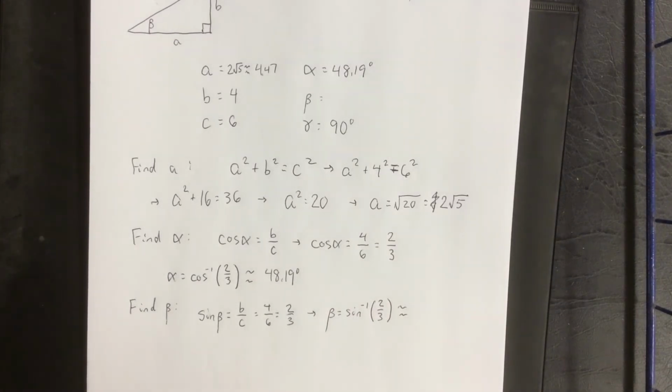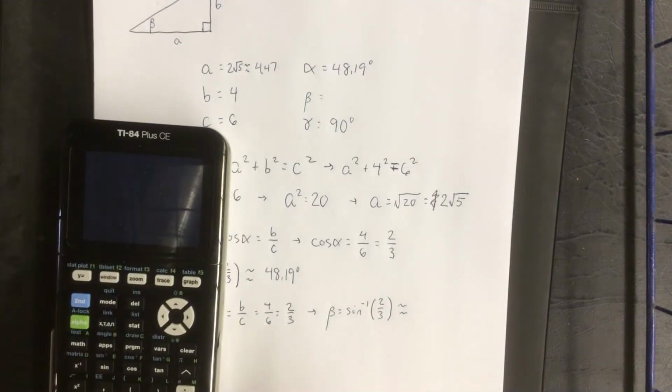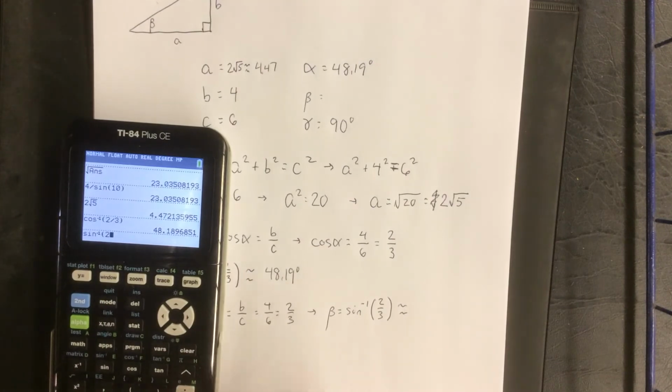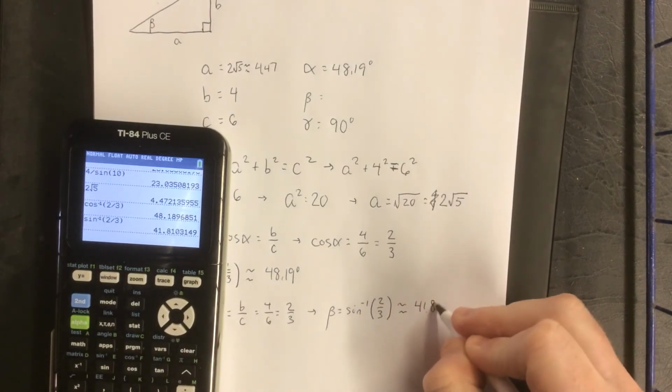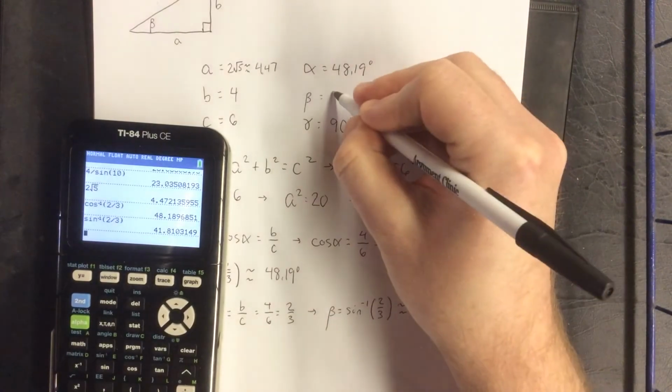And according to the graphing calculator, if we were to do so, the inverse sine of 2/3 would be equal to about 41.81 degrees.